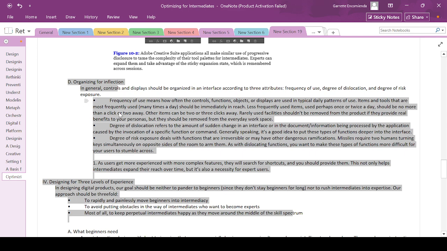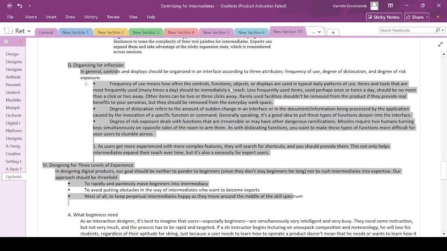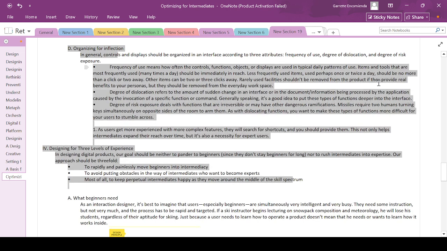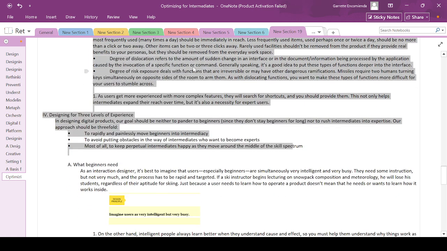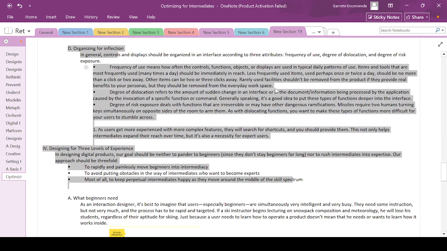Items and tools that are most frequently used many times a day should be immediately exposed. Less frequently used items, used perhaps once or twice a day, should be no more than a click or two away, or a tap away. Other items can be 2 or 3 clicks away. Rarely used facilities shouldn't be removed from the product if they provide real benefits to your personas, but they should be removed from the everyday workspace. So I think you get what I mean. This is for experts, and these other items are for the curiosity of the intermediate.